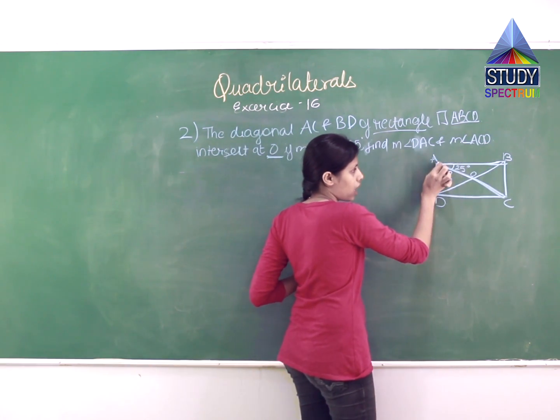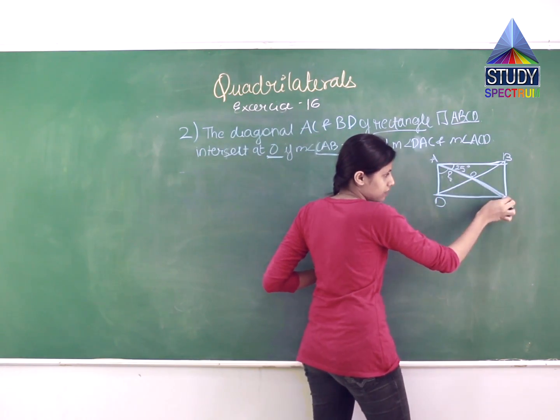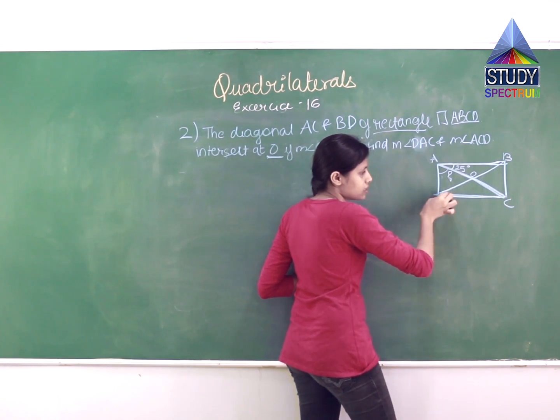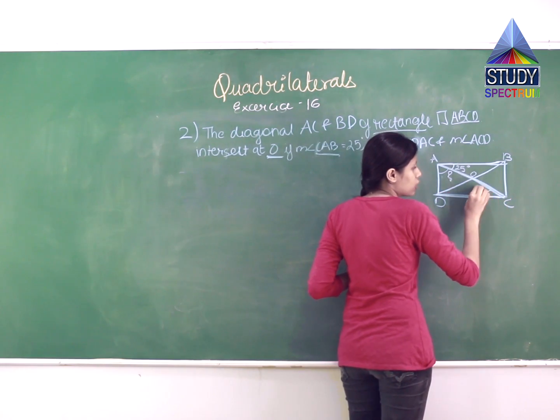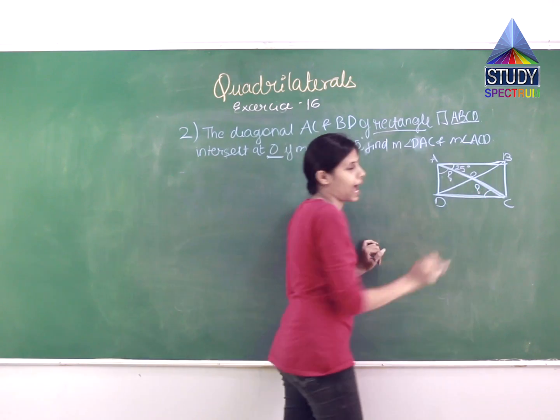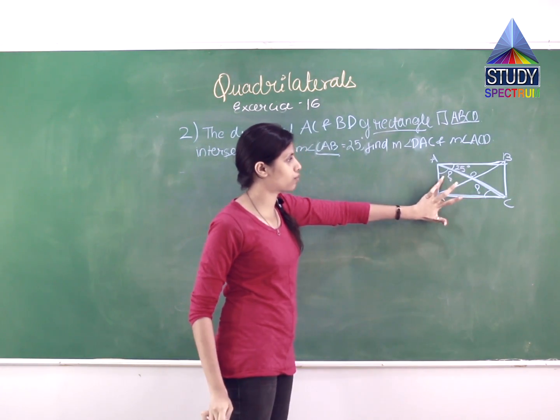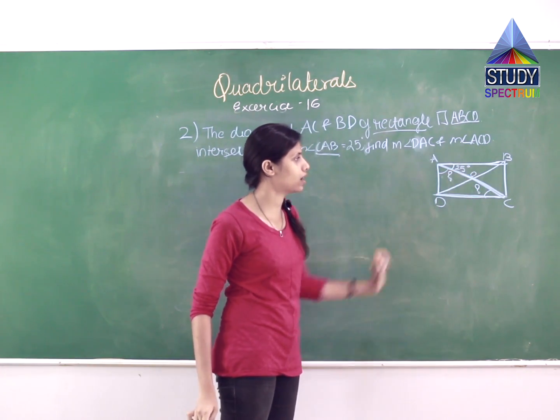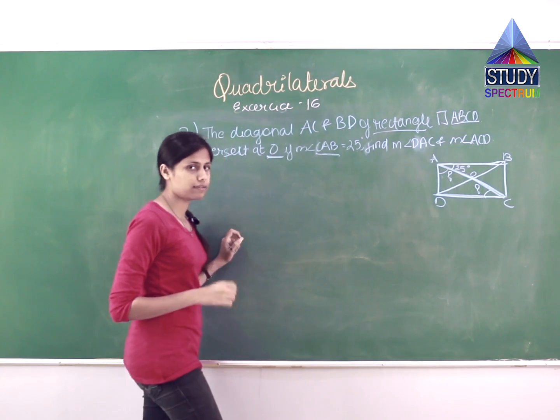This is A, this is C and this is D. They are asking you to find the measure of this angle. This question mark you have to find, and this is the information given in the question. So let us start with this question.